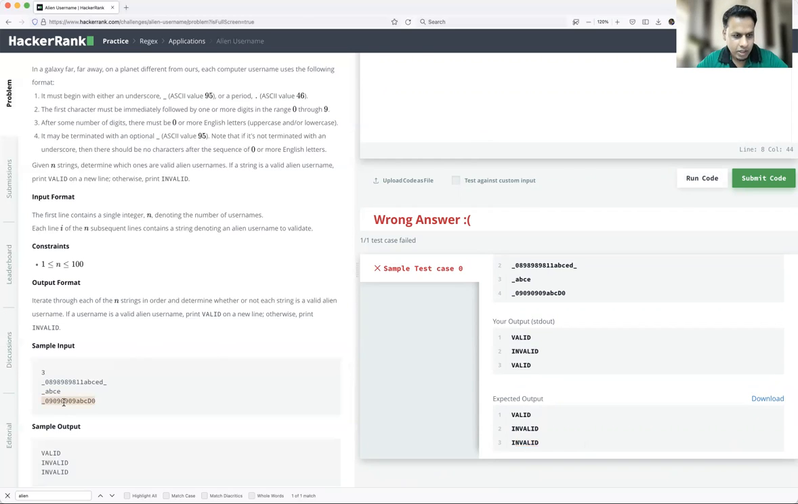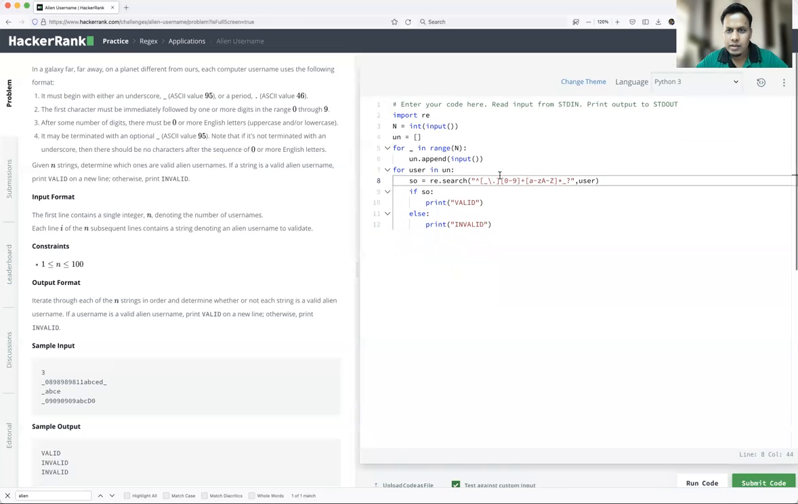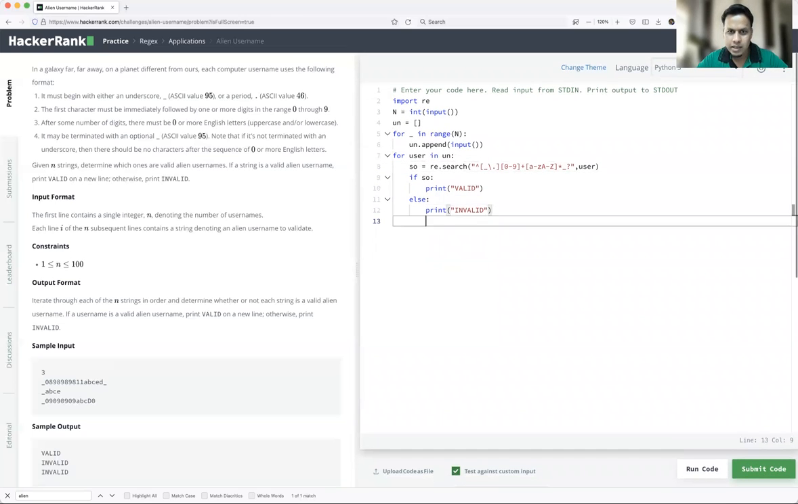Let's talk about this. I'll just write it here so that you can see whether we are following the conditions or not. It must start with an underscore, which is already there. That's fine. Next is followed by 0 to 9 digits and some number of characters, right? That is also fine. We are good to go here.